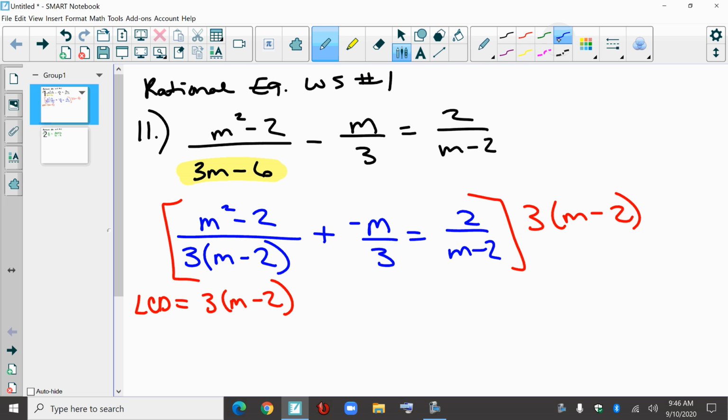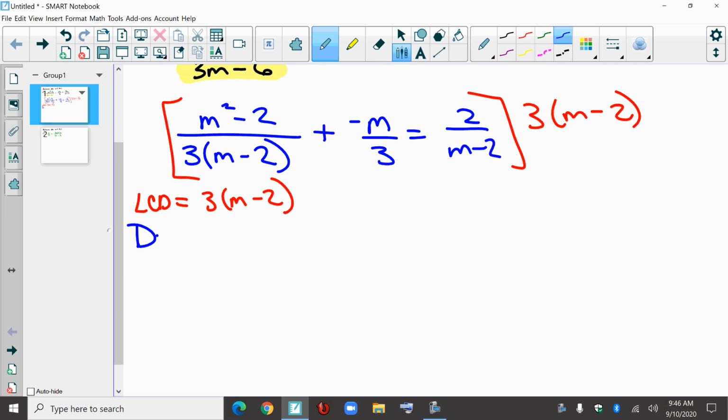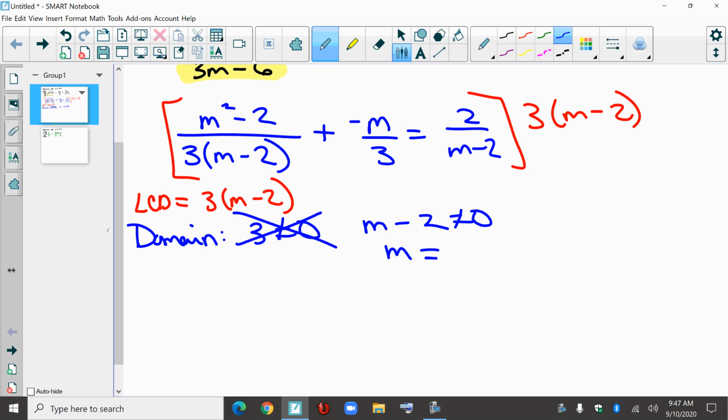Now, before I keep going, I'm going to go ahead and find my domain restrictions. My domain restrictions: 3 cannot equal 0. Well, guess what? It never does. And m minus 2 cannot equal 0. So that means m cannot be positive 2. So those are your two domain restrictions. So based upon that, you're going to keep going with the problem and distribute this across.